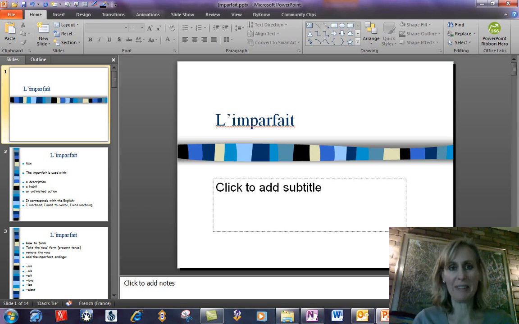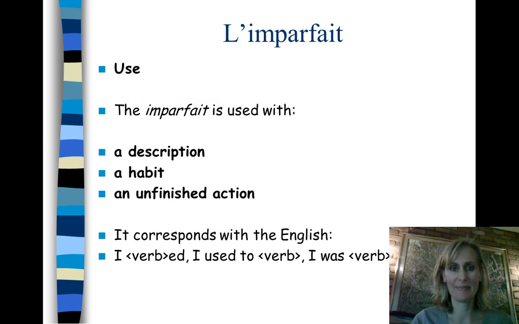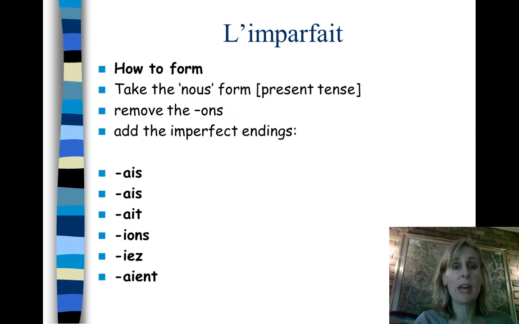So, l'imparfait. The imparfait is used with a description, a habit, or an unfinished action. It's one of the past tenses, and it corresponds with the English I verbed, I used to verb, or I was verbing. So how do we form it?